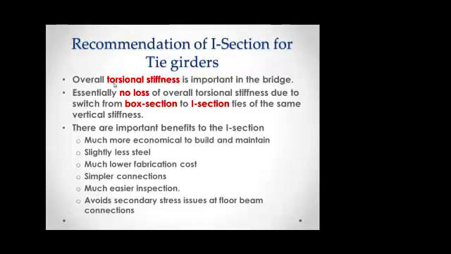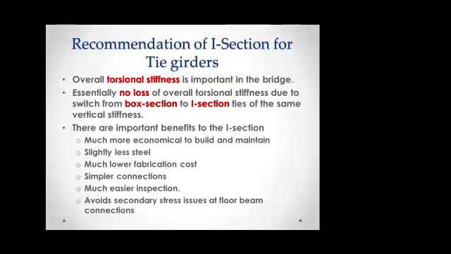Overall, the entire structure should have torsional stiffness, because when a force like wind force acts on the structure, a torsion will be created. So the overall torsion is very important in the bridge. When the force is acting on the bridge, the overall torsional stiffness is important in the tied arch bridge. There is no loss of overall torsional stiffness due to switching to the I section.